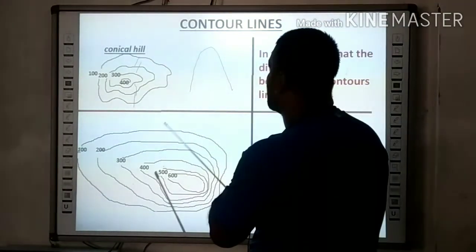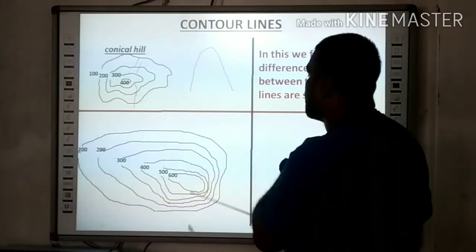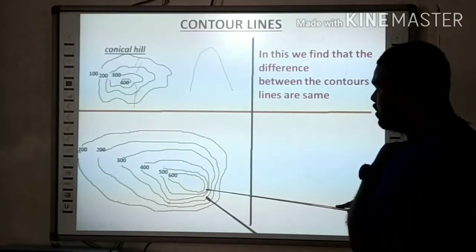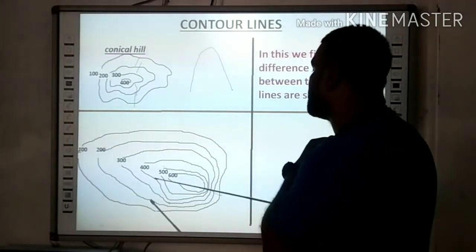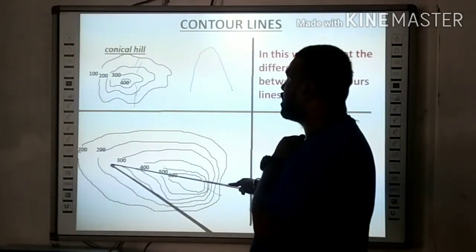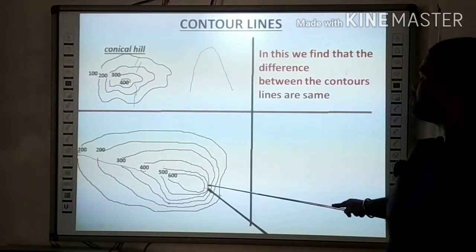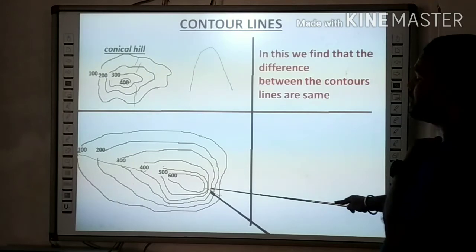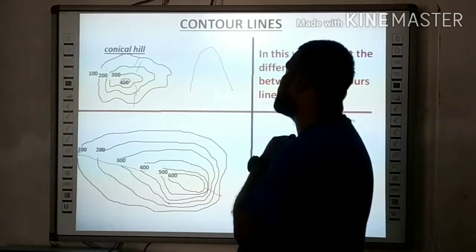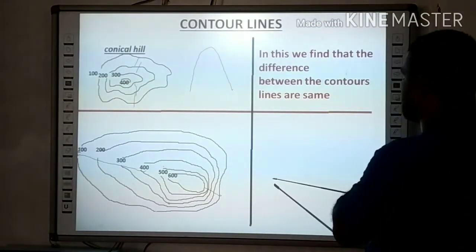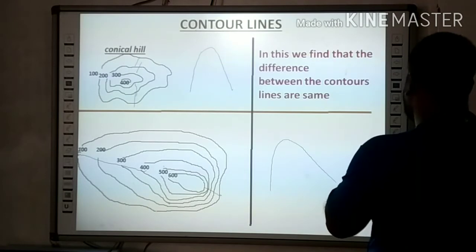Next, let us try to find the slope of a region. How to find the slope of a region? In the eastern part here, the difference between the contours is very less, whereas here the gap is more. What does it mean? It means that the eastern part has a steep slope, whereas the western part has a gentle slope. This is how it looks like.